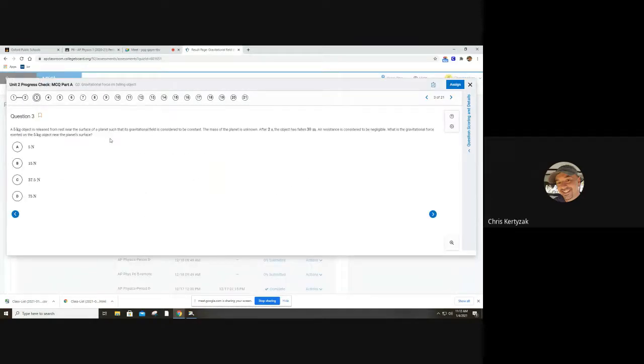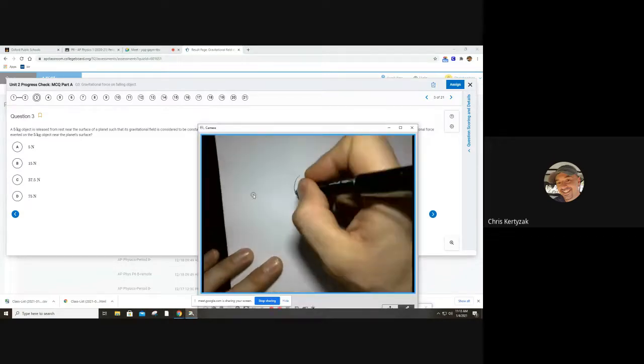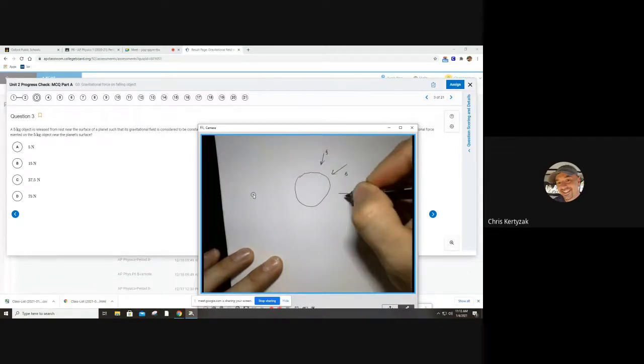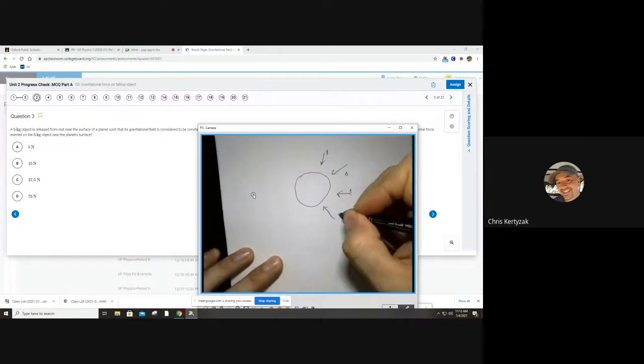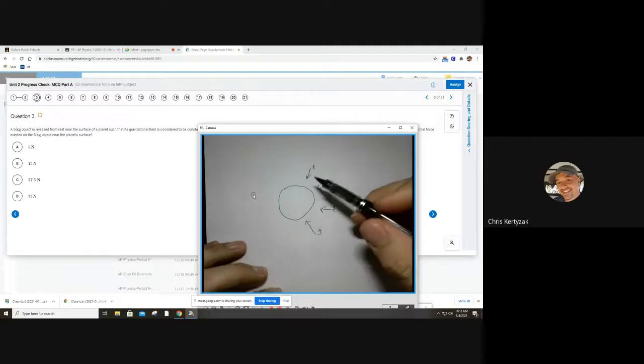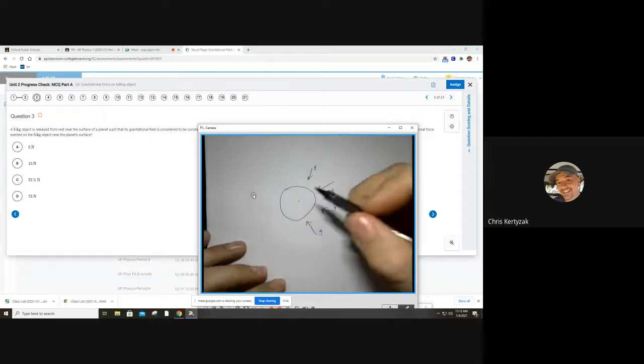Number 3, a 5 kilogram object is released from rest near the surface of a planet where the gravitational field is constant. Gravitational field is just, think of it as g, right? When we think of a planet like this, g is really a vector that points inwards. It's essentially like a force field that surrounds the planet, and it pulls all masses inward towards the center of the planet.